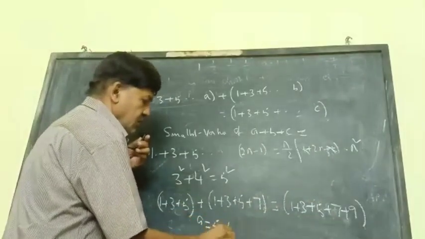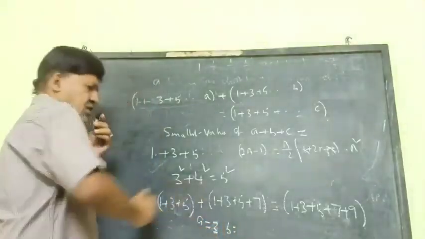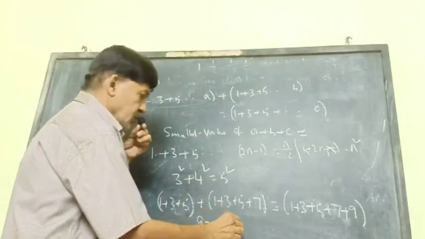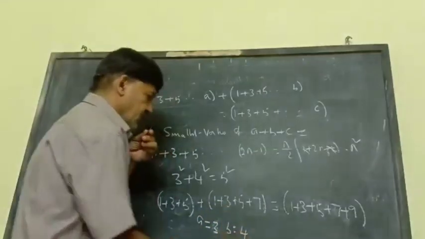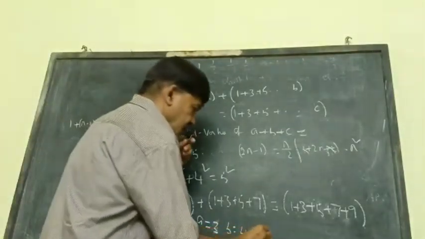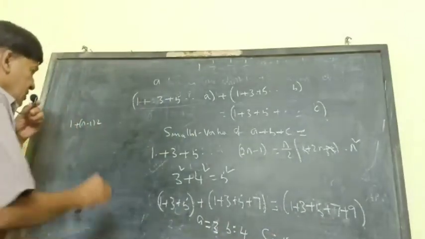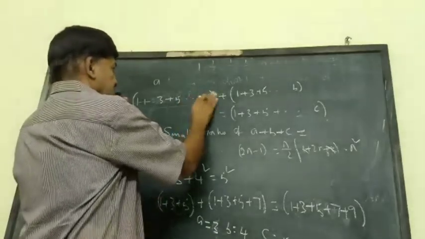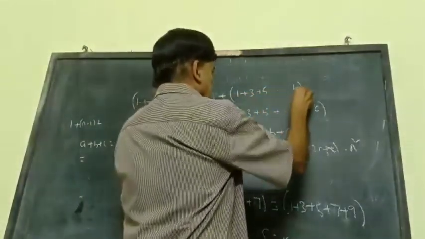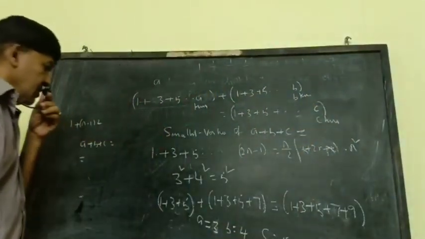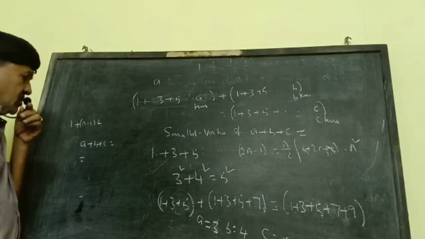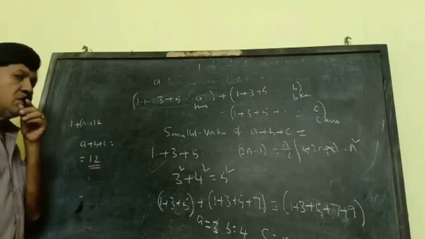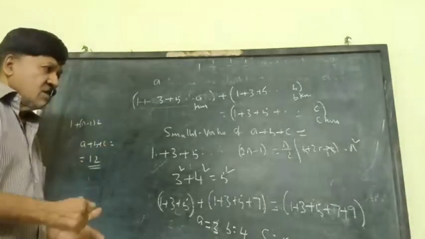So A is equal to 3, only 3 terms, number of terms. A is equal to 3, B is equal to how much? 4 terms. And C is 5 terms. So what is A plus B plus C? It is understood that this is A terms, this is B terms, this is C terms. So A must be 3, B must be 4 and C must be 5. So A plus B plus C minimum value is how much for you? 12. So you can complete the problem like this. Right? So this is one of the interesting questions.